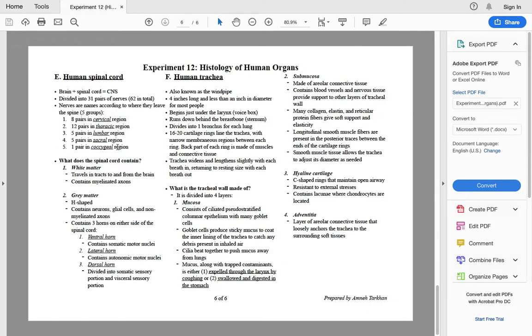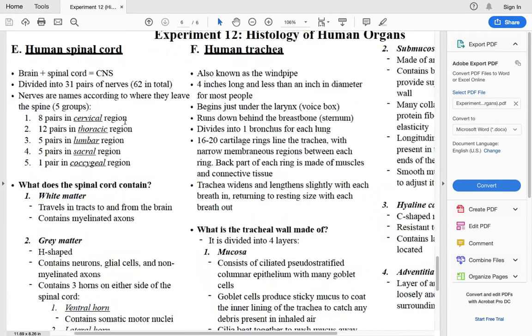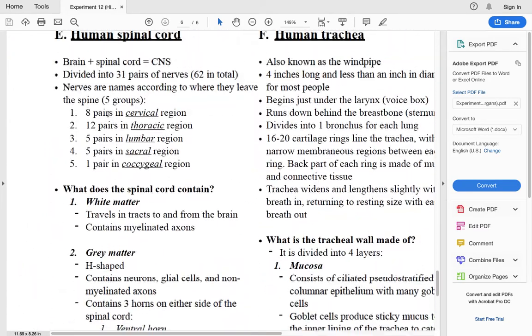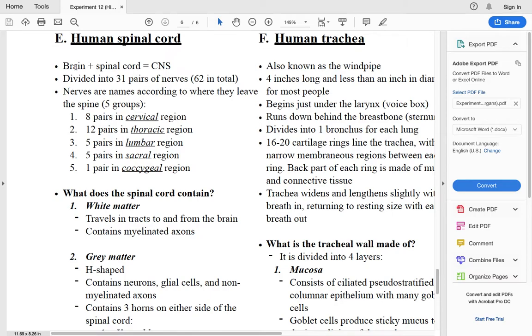After the human liver, we have the last two organs, spinal cord and trachea. The human spinal cord, along with the brain, forms the CNS, or central nervous system. We need to know that it's divided into 31 pairs of nerves, which are 62 in total. The nerves are named according to where they leave the spine, so we have 5 groups. Now, in class, I told you that the first one is cranial. It's actually cervical. It's a typing error in the manual. The first 8 pairs are in the cervical region, not the cranial region. The cranial nerves are separate, as we saw in the final lab, the systems lab.